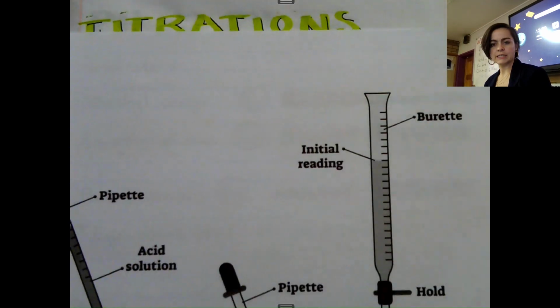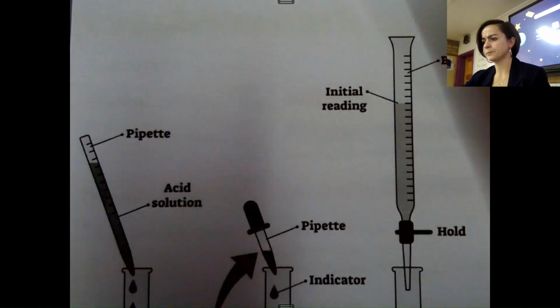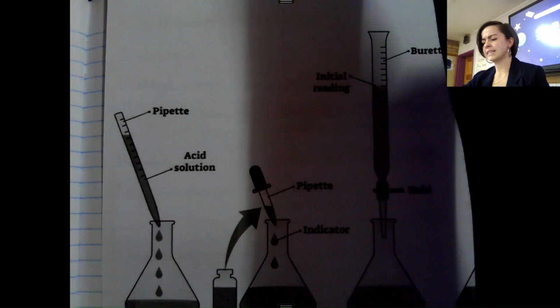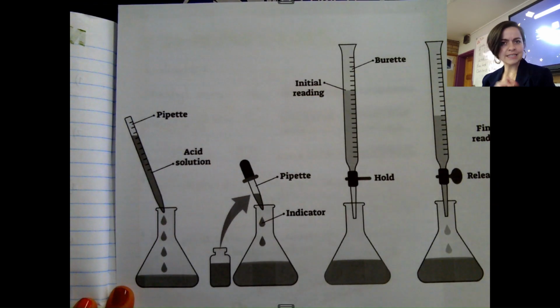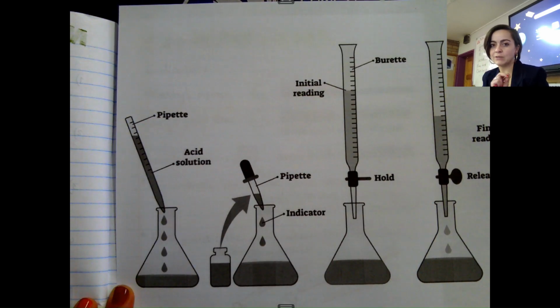Now, titration is basically a technique, a setup that we use to exactly or precisely neutralize either a base with an acid or an acid with a base. And when I say exactly, I mean none of the two will be in excess. They will be perfectly reacted.